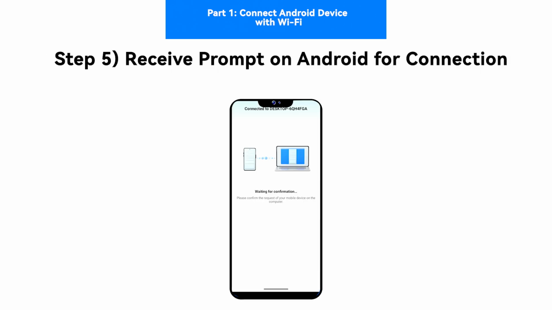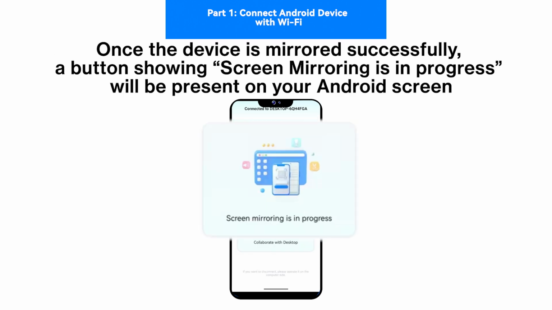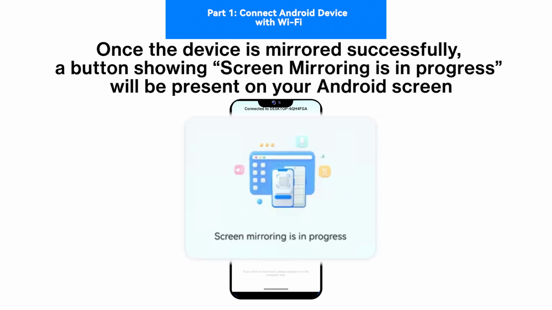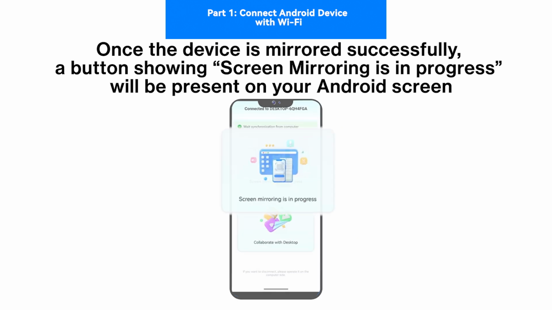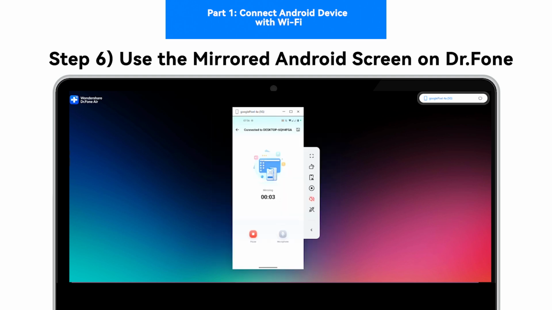Step 5. Receive prompt on Android for connection. Once the device is mirrored successfully, a button showing Screen Mirroring is in progress will be present on your Android screen. Step 6. Use the mirrored Android screen on DrFone.